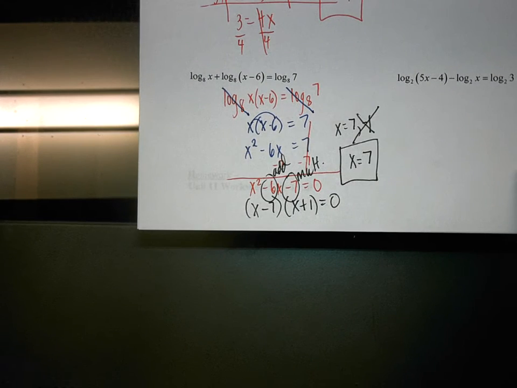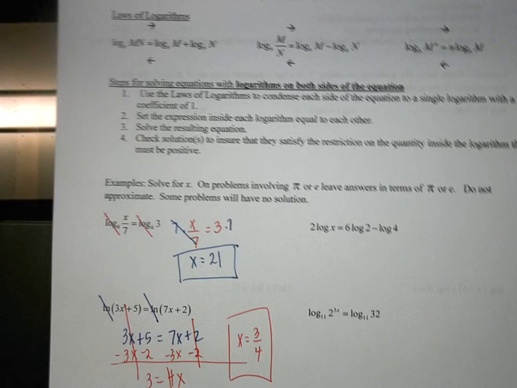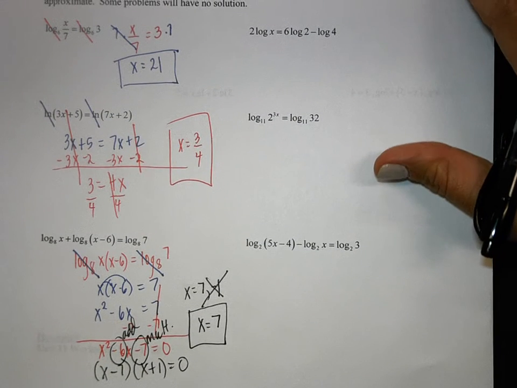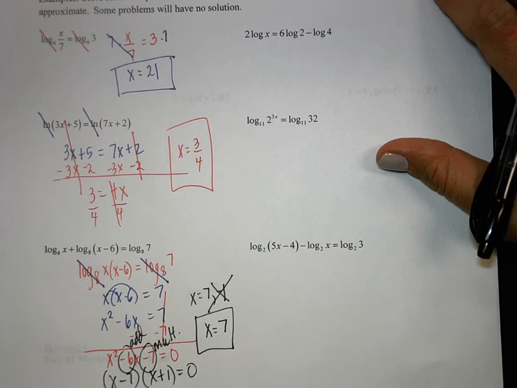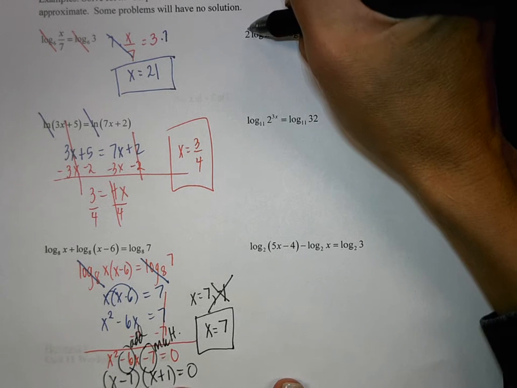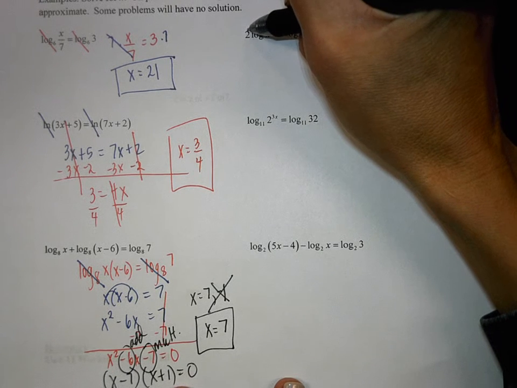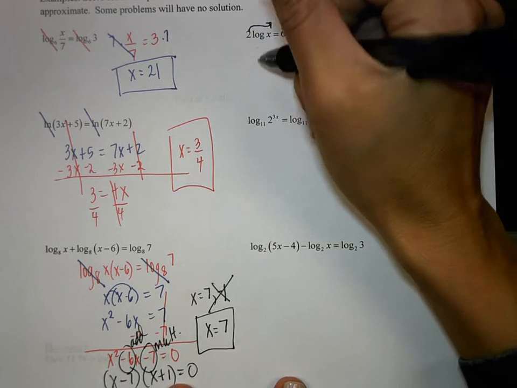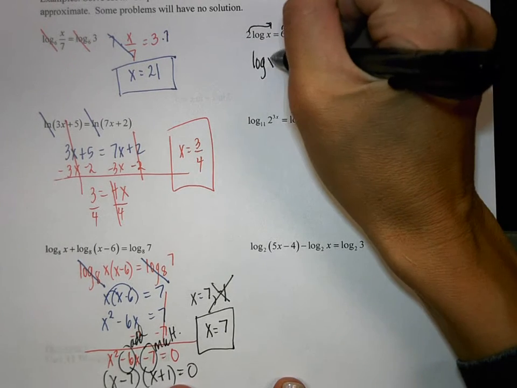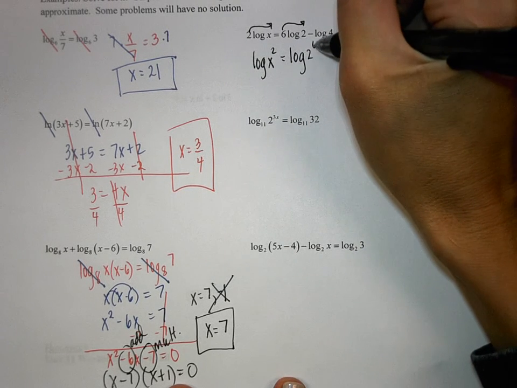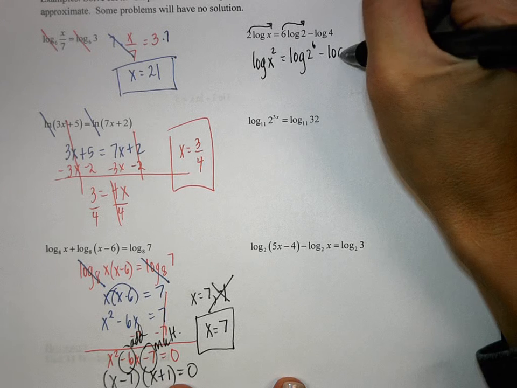All right, so we're gonna move on to the next example up here. So what do you think we need to do first on this one? Condense. And in the condensing process, you first need to what? Good, the exponent, the number in front needs to become an exponent. So both of these numbers need to get moved up. And so I have log of x squared equals log 2 to the 6th power minus log 4.